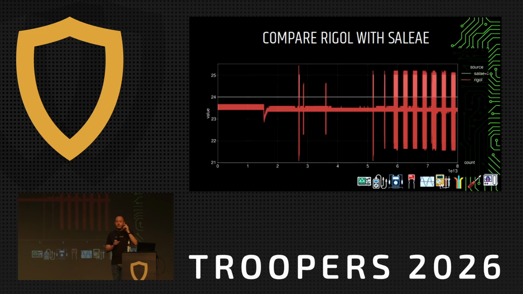Then we thought we'd dump some of the data using the oscilloscope. So here's a graph that compares the Rigol data in red with Saleae in yellow, in gray. And we can see that it kind of matches, right? We see there are these overlaps on the top right where both of them have a frame there.